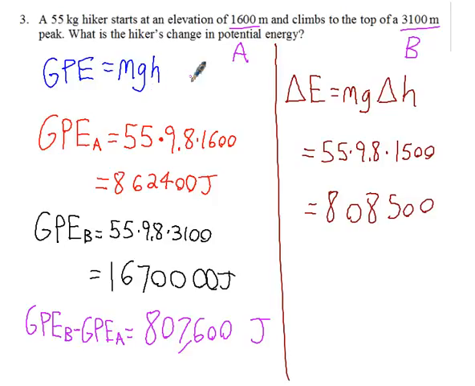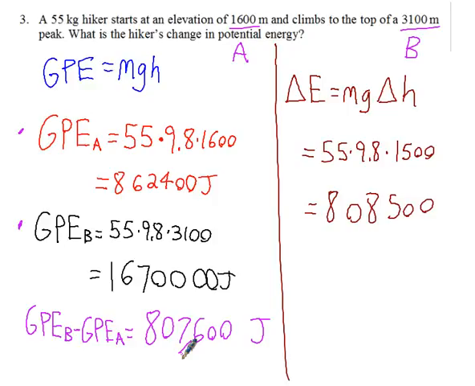For the sake of simplicity, I call his starting place position A and his final place position B. So the amount of energy that he gained going from A to B is, we can just calculate how much he had at position A, calculate how much he had at position B, and then his change in energy was just the energy at position B minus the energy at position A, and we get about 800,000 joules.